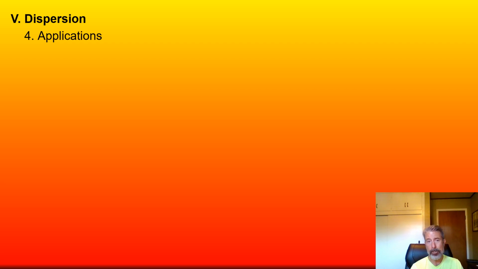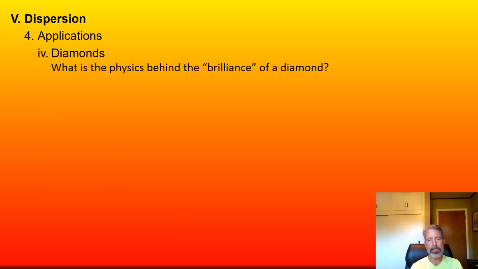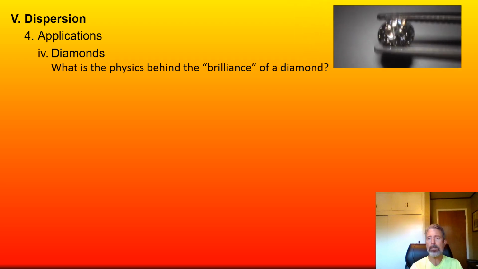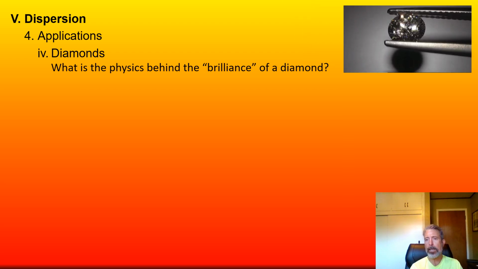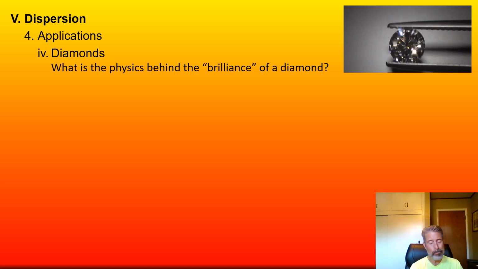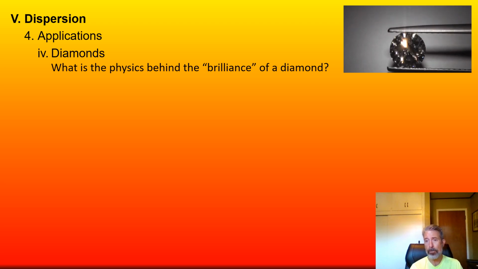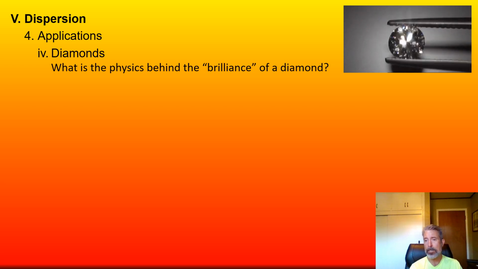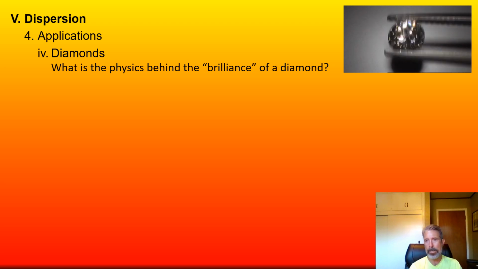Right, and the last application of dispersion that I've alluded to a couple times today is the brilliance that is displayed by diamonds. So what is the physics behind the brilliance of a diamond? Well, let me show you here. When we talk about brilliance, we're really talking about the fact that many colors of light appear reflected off the diamond. And so the more refraction of those colors of light that enter your eye, the more expensive the diamond. And the cut of the diamond has everything to do with its brilliance.